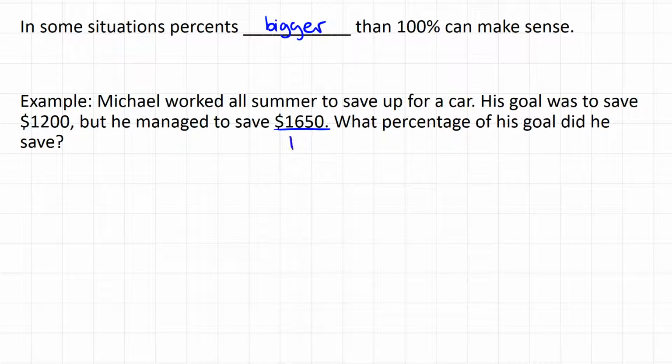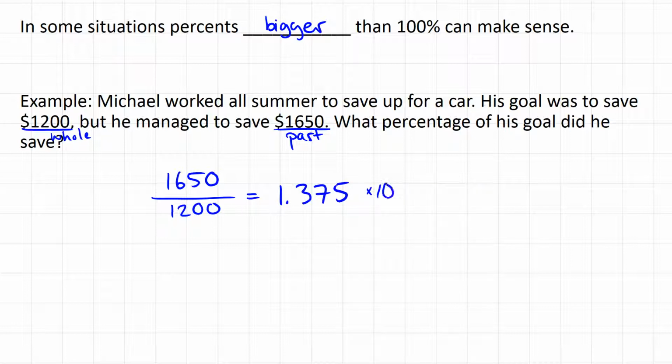Well, now this is basically our part, and here is our whole. His whole goal was just $1,200, but he managed to save $1,650. So if we divide those, we get a decimal of 1.375, and then we're going to times it by 100, and we get 137.5%. So in here the percent being bigger than 100 is telling us that Michael saved more than he needed. You'll also see this sometimes when you're comparing new values to old values. If something grows, you might see that percent rise over 100%.